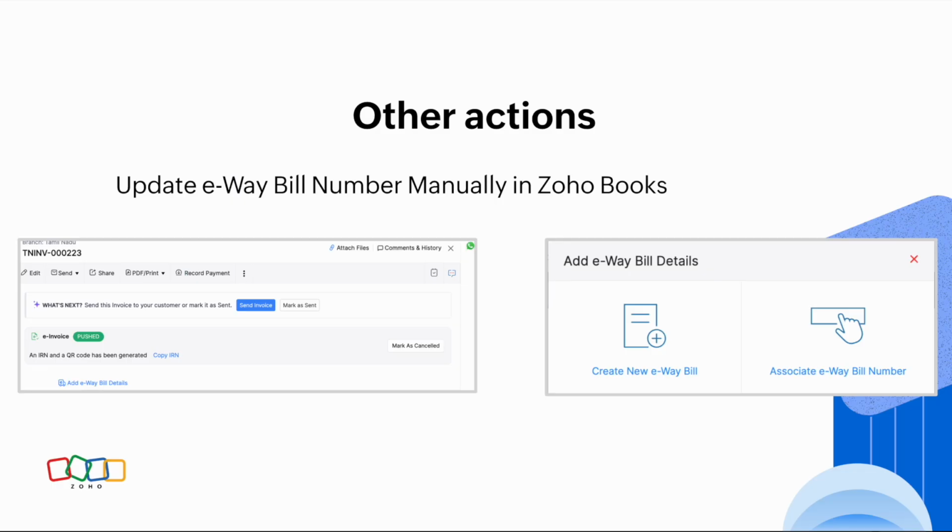You will be able to mention the e-waybill number manually in the invoice. To do so, you can click on the add e-waybill details option, and you can either create an e-waybill directly, or if you have already generated the e-waybill, you can click on associate e-waybill number. Once done, you will be asked to mention the number and you can save the details.